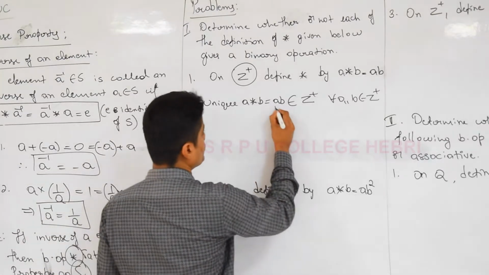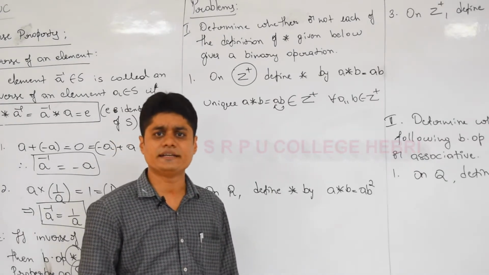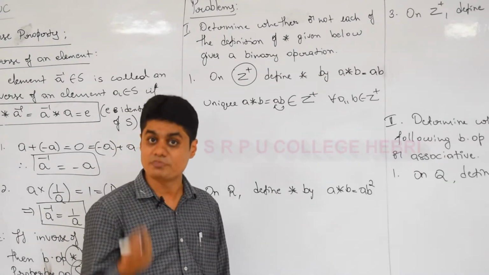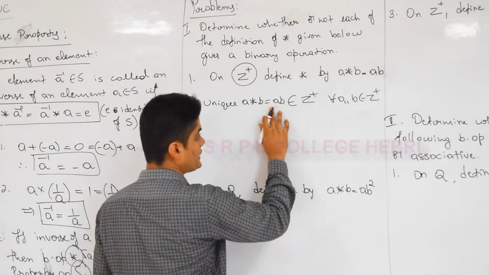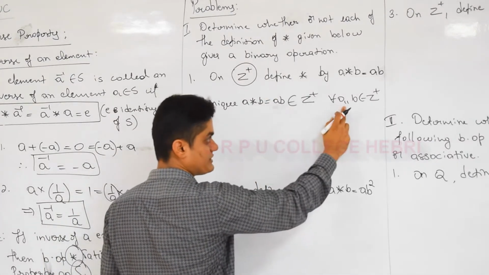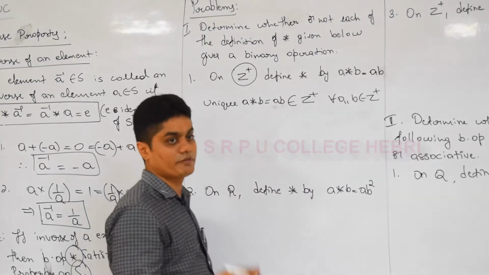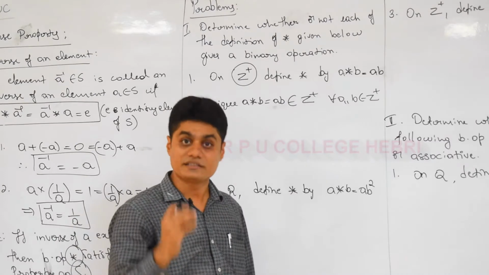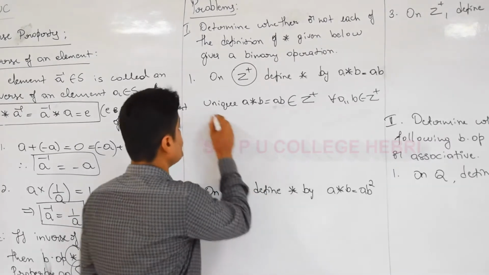If we multiply two positive integers, what will be the resultant? Obviously, it must be a positive integer. So this is true. You will not get a negative integer here because the input is positive integers. Other than an integer is also not possible, because the multiplication of every two positive integers is always a positive integer, and it will always be a unique value.